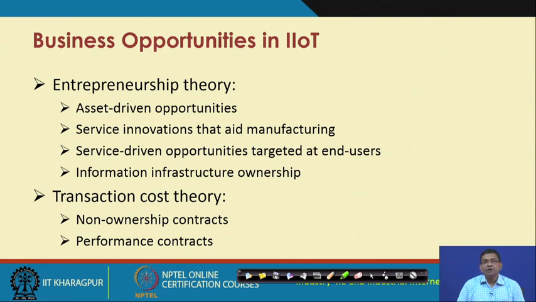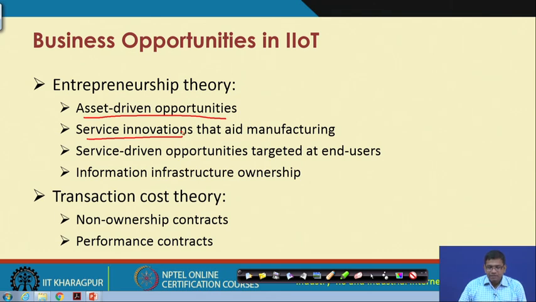Performance means that any machinery, any instrument in the industry degrades its performance over time, and again, the performance can be optimized over time as well. So, these are the things that are captured under the transaction cost theory. So, together these things will have to be considered when we talk about the business aspects of IIoT.